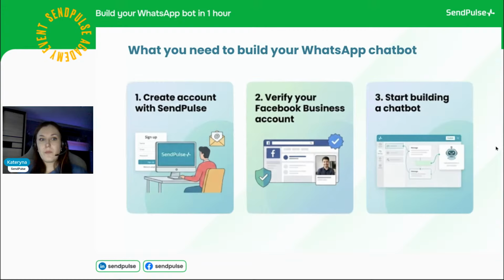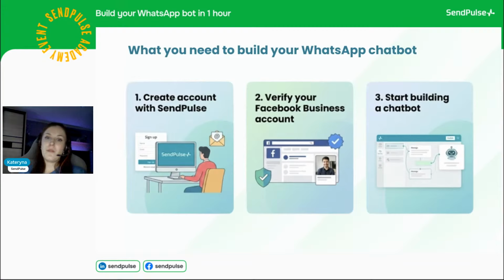So what do you need to build a WhatsApp chatbot? First, of course, create an account in SendPulse. It's easy. Then the second and the most important thing is to verify your Facebook business account, since we're working officially with Meta. We're an official Meta partner.